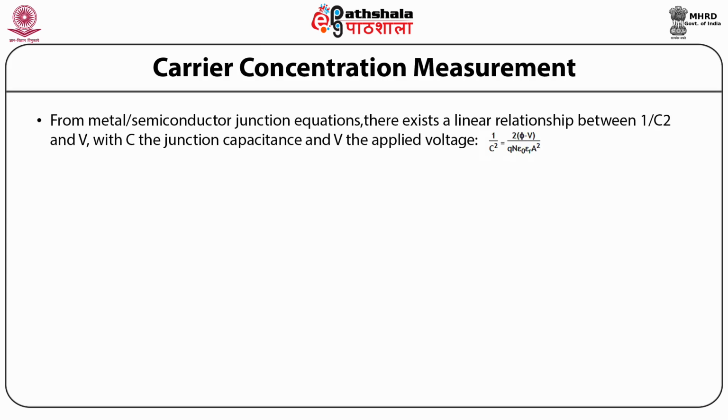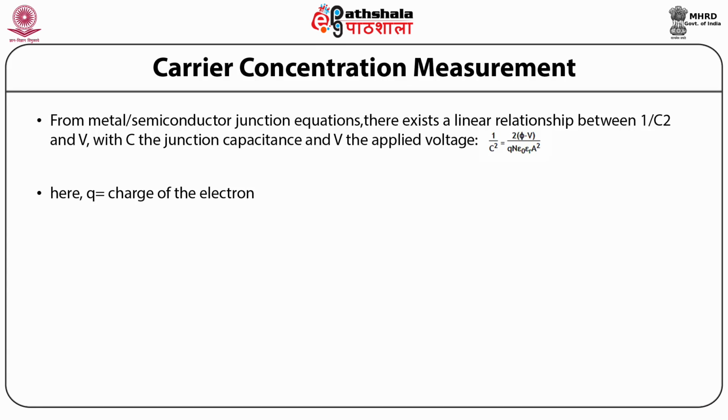From metal semiconductor junction equations, there exists a linear relationship between 1/C² and V, with C the junction capacitance and V the applied voltage. Here 1/C² is equal to 2(φ − V) divided by q N ε₀ εr A².